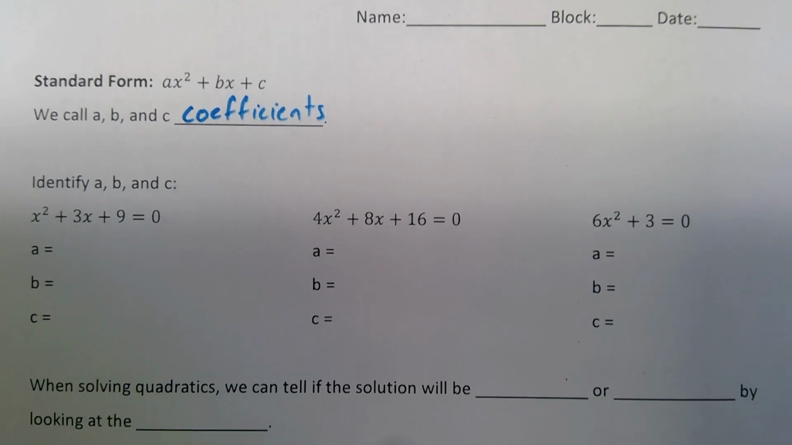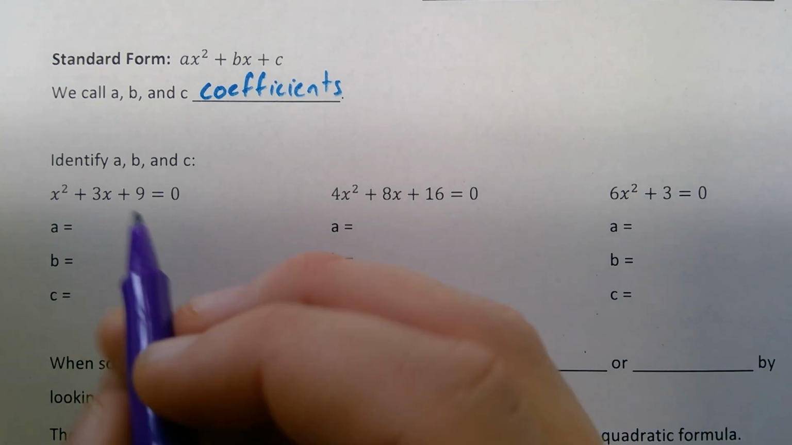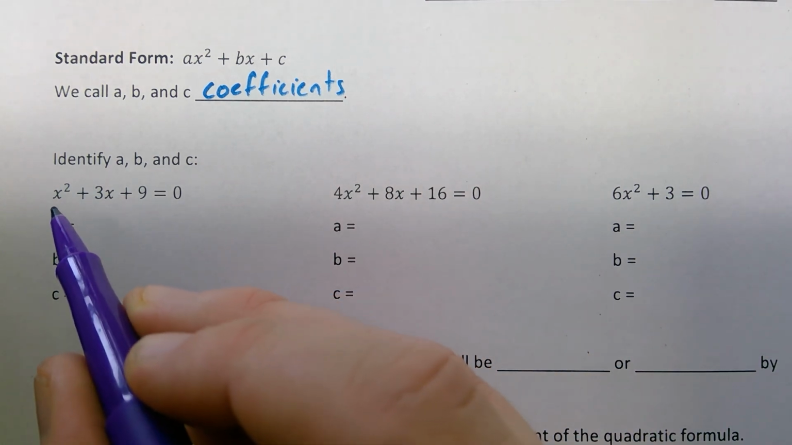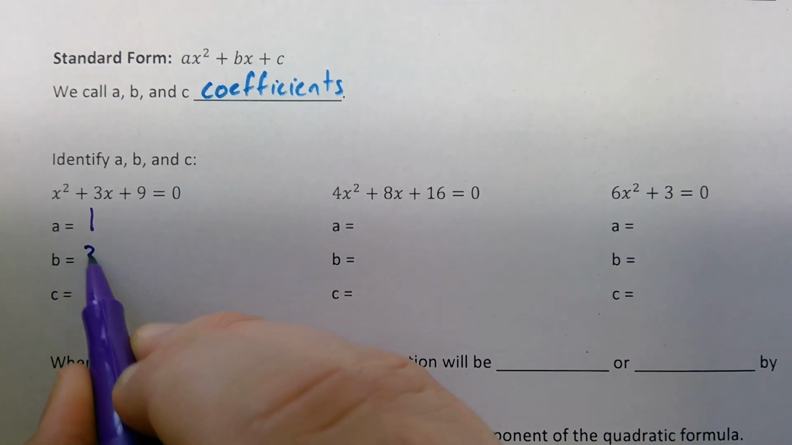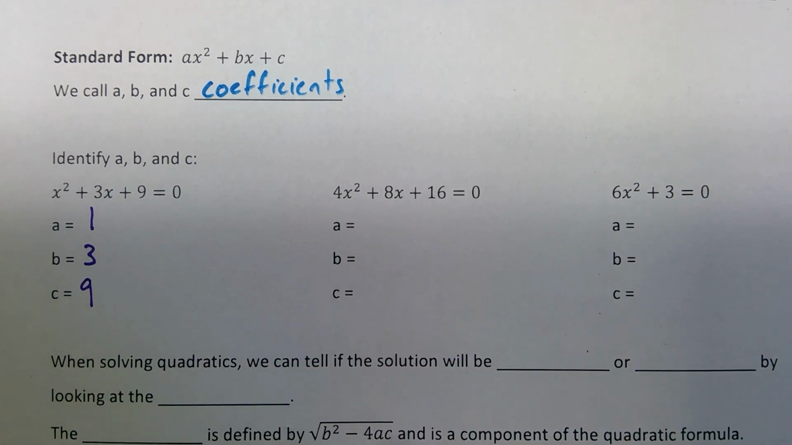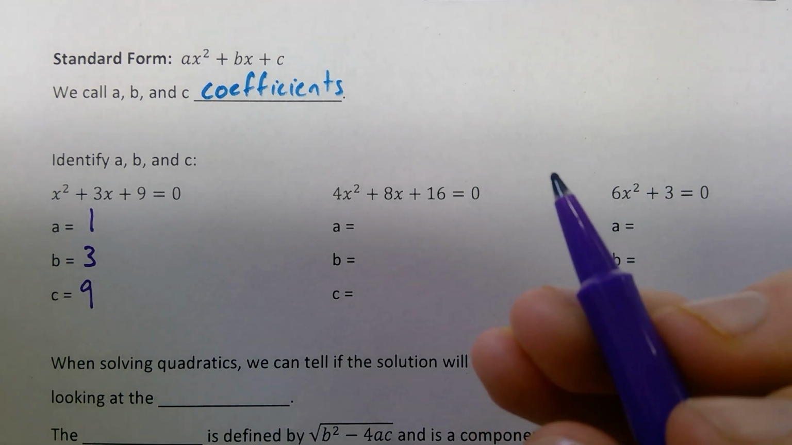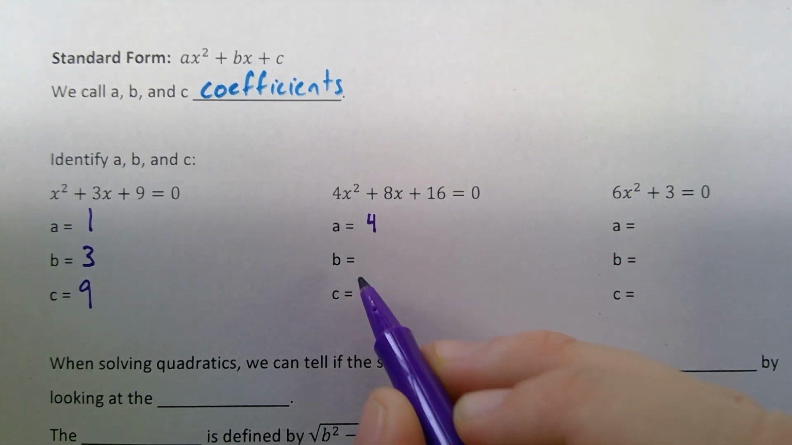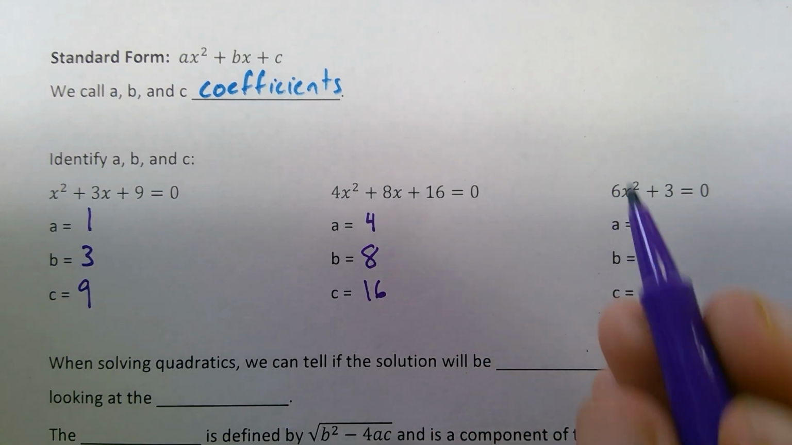Now the thing we have to be careful with is that our equation must equal 0, and we'll write that down later on in our notes. But it has to equal 0. So if we're looking through here, we have x squared plus 3x plus 9 equals 0. The number in front of x squared, if we don't see a number, is going to be 1. The number in front of x is 3. The number by itself is 9. For the second one, 4x squared plus 8x plus 16, 4 is in front of the x squared, that's our A. 8 is in front of the x, that's our B. And the number by itself is 16. Now we're good since it equals 0. If it didn't equal 0, we'd have a problem.